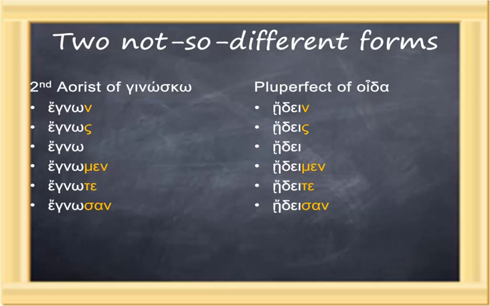Likewise, we've learned oida as I know. Its imperfect is ediein. It's actually pluperfect in form. The epsilon iota is quite confusing, but if one ignores the vowel, one can still clearly see the endings: nu, sigma, nothing, men, te, and then the alternate, san, instead of nu. So, I was knowing, you singular were knowing, he, she, it was knowing, we were knowing, you plural were knowing, they were knowing.